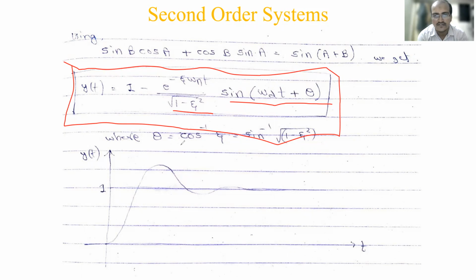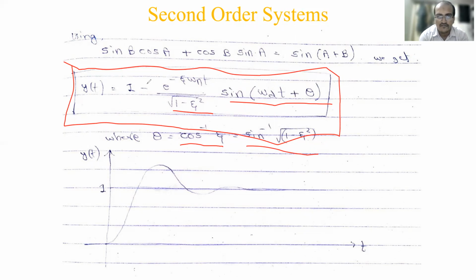It is either cos inverse zeta, or sine inverse square root of 1 minus zeta square. You can use many relations here for theta. One is cos inverse zeta, another is sine inverse square root of 1 minus zeta square, or else the tan theta form, square root of 1 minus zeta square by zeta. That previous one I have shown, no? So three values are there for theta. If you want to find the theta value, you can use either of these relations.